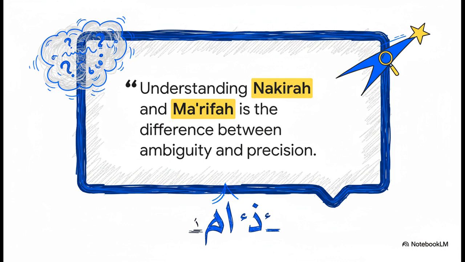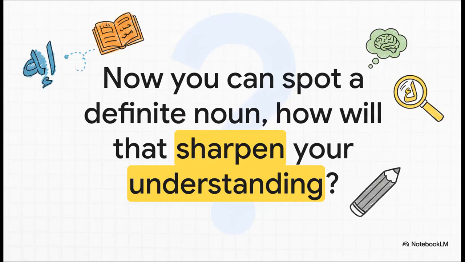So to wrap this all up, this isn't just some tiny little grammar rule. Being able to tell the difference between a common noun and a proper one, between nakirah and ma'rifa, is absolutely foundational. It is quite literally the difference between a fuzzy, ambiguous understanding and a sharp, precise one. And that really leaves us with one final question to think about. Now that you have this new skill, the ability to spot a noun's definiteness just by looking for al or for tanween, how is that going to change the way you read an Arabic sentence from now on? Just think about that extra layer of meaning you've just unlocked.